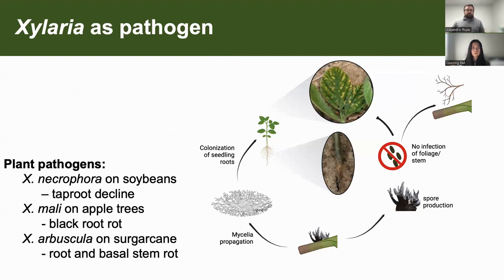So in that group that we have highlighted in the previous slide, there are other species like Xylaria mali that cause root rot on apple trees, but it was a disease that happened in the US in the 50s, and just changing cultivar actually solved the issue. We also had Xylaria arbuscula that was causing root rot and basal stem rot on sugarcane. So Xylaria necrophora is sort of unique in the sense that Xylaria in general is not a common pathogen on agronomic crops, but it just happened to be in soybean, and we are trying to understand where the pathogen comes from.